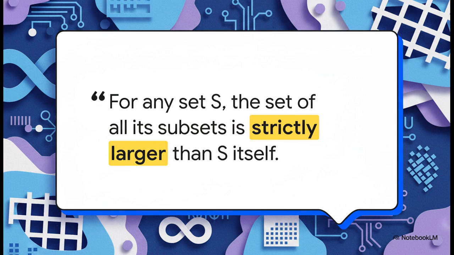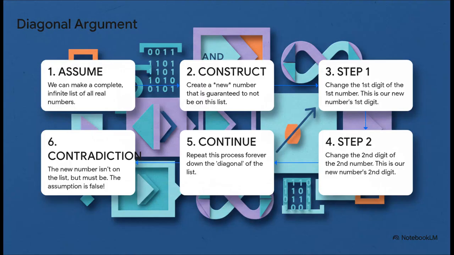It's like if you have a set of people, the number of possible teams you can form from those people is always bigger than the number of people you started with. His theorem says this is true for any set, no matter how big, even an infinite one. So how did he do it? With one of the most brilliant and elegant ideas in all of mathematics, the diagonal argument.